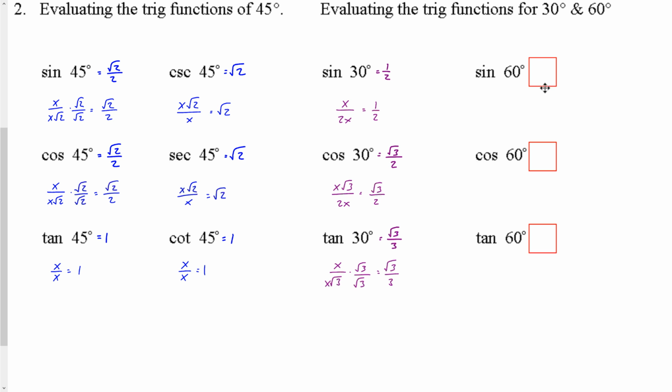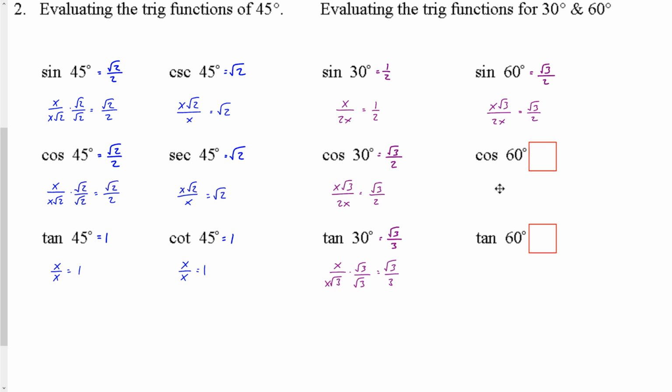The sine of 60 now. Opposite over hypotenuse, now working from the 60-degree angle. The long leg is the opposite. So you have x times the square root of 3 over 2x. So that reduces to square root of 3 over 2.